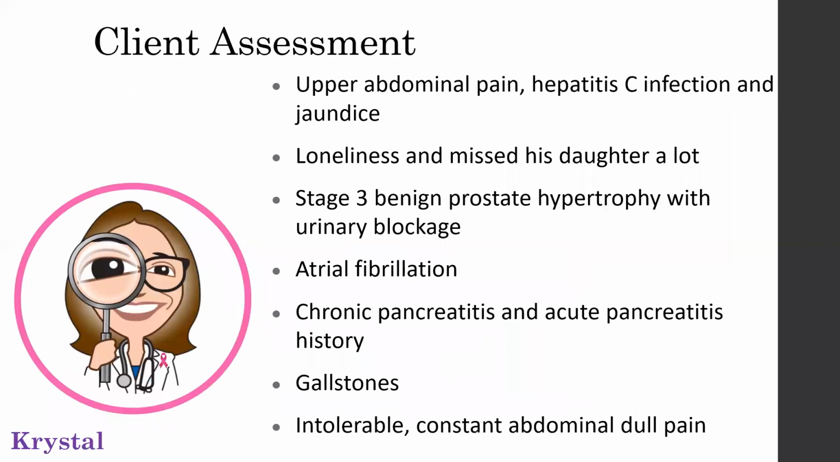Mr. Hu was admitted into the hospital due to upper abdominal pain, exacerbation of hepatitis C infection, and jaundice. After further questioning and assessment, Tanya has discovered that Mr. Hu is also dealing with 1, loneliness related to missing his daughter, 2, stage 3 benign prostate hypertrophy with urinary blockage, 3, atrial fibrillation, 4, chronic pancreatitis with a history of acute pancreatitis, 5, gallstones, and 6, constant dull abdominal pain that has become intolerable. Mr. Hu's abdominal physical examination has shown nothing remarkable at this time.